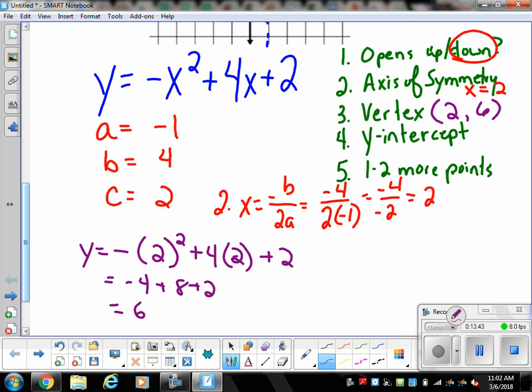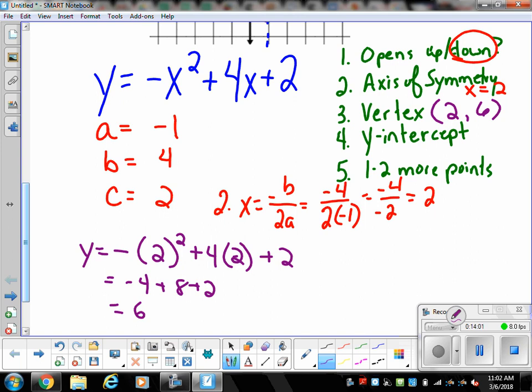The 2 came from the axis of symmetry. Whatever x is equal to is the x coordinate of your vertex. Everybody good up to that point?